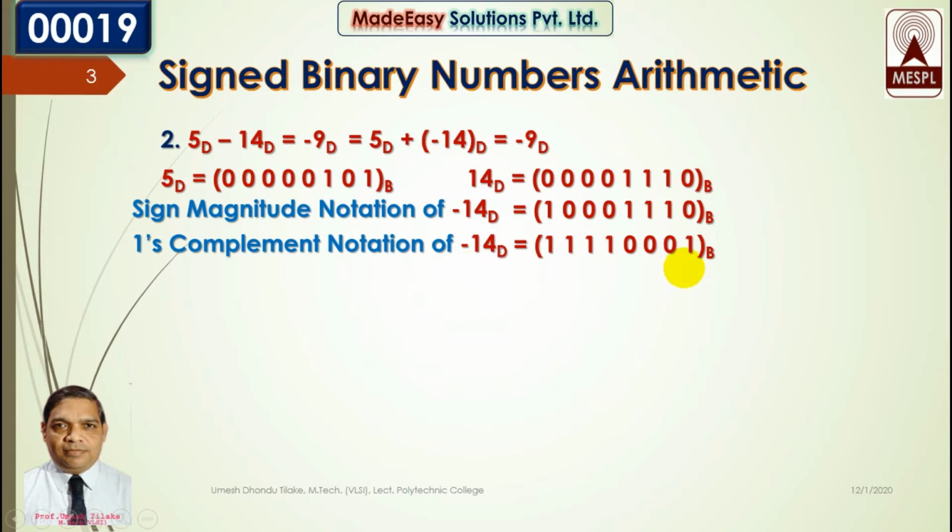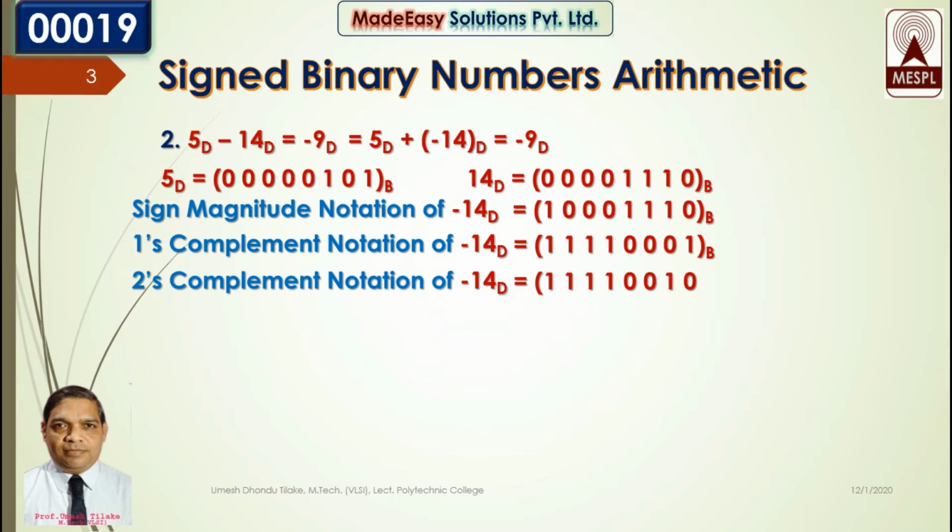Now we add 1 to the LSB of the 1's complement to get the 2's complement of a number. When we add 1 to this LSB, we will get the result 0 and the carry will be 1, and the carry will be shifted to this bit. So this bit will change to 1 and this bit will change to 0. So our number will be 1 1 1 1 0 0 1 0. So the 2's complement notation of minus 14 is 1 1 1 1 0 0 1 0.